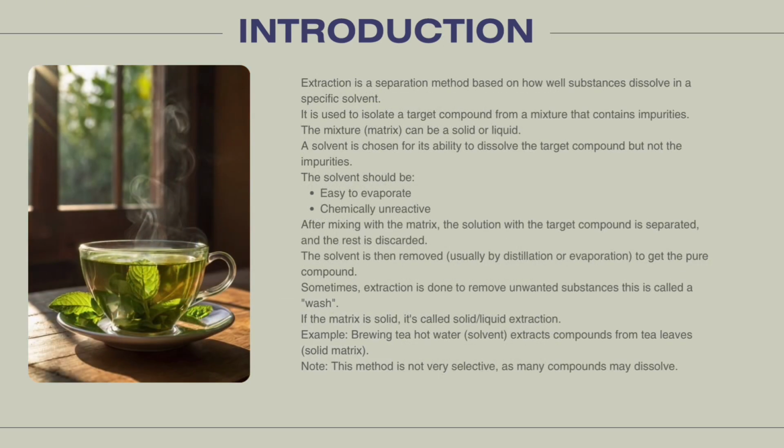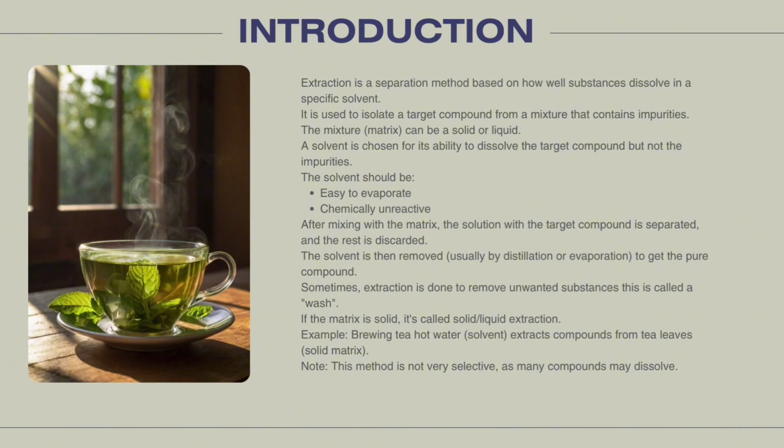In this project, we use extraction to isolate caffeine from tea. Extraction is a separating technique that relies on the different solubility of substances in a specific solvent. It's especially useful when the target compound, in our case caffeine, is mixed with other substances that act as impurities. The mixture, also known as a matrix, can be either solid or liquid.